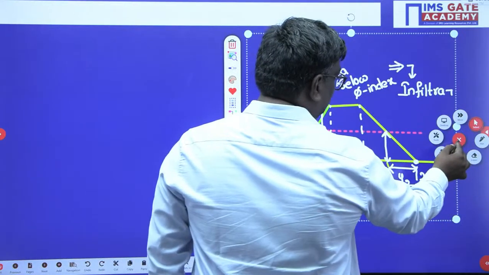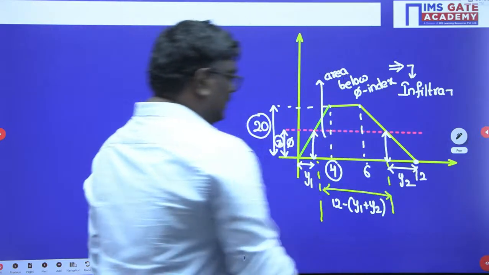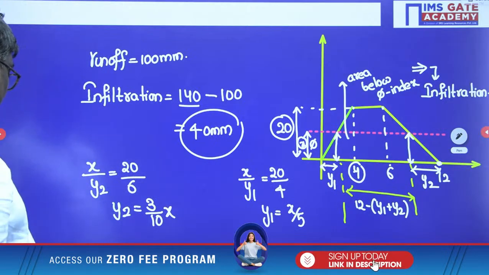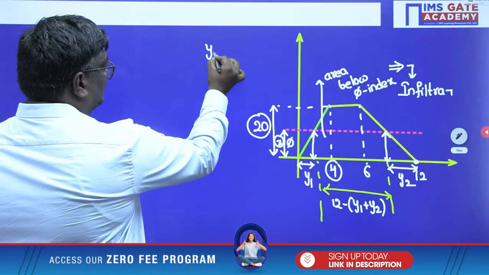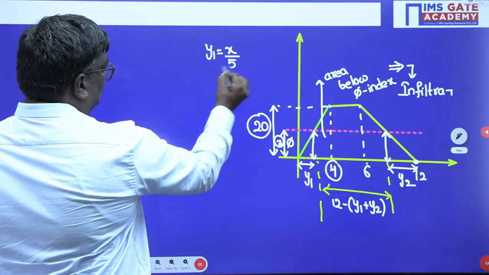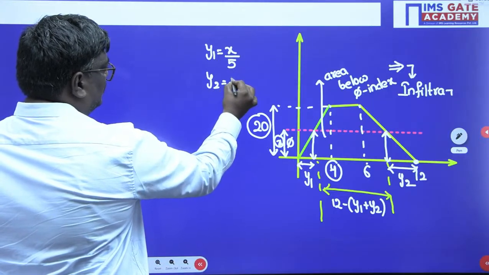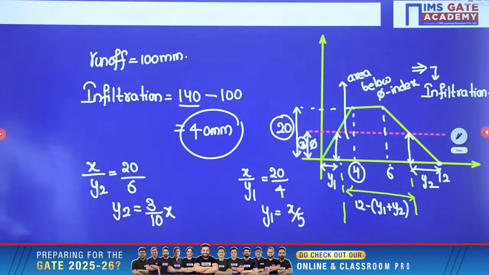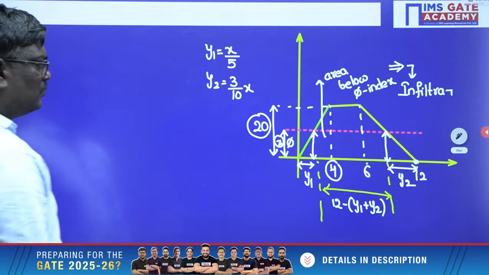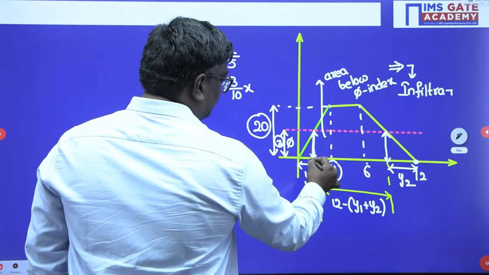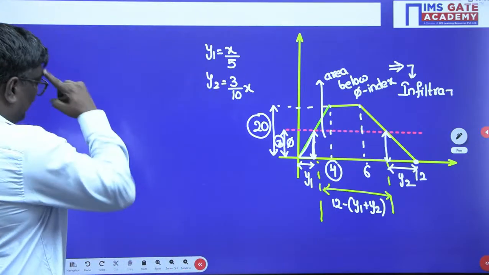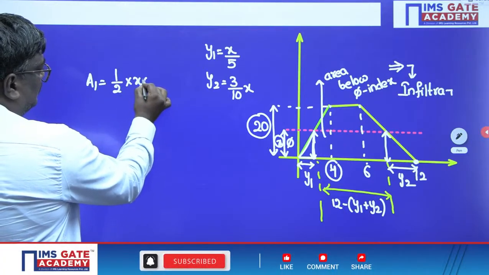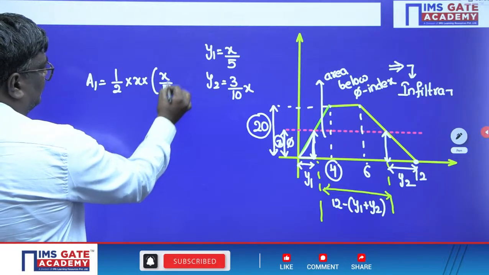Now see, students, if I see here, we got y1 is equal to x by 5. What is y2? Y2 is equal to 3 by 10x. Now see, students, what will be the area we have to find out? First we have to find out the area of this. So A1 is equal to half into x into y1. Y1 is x by 5.